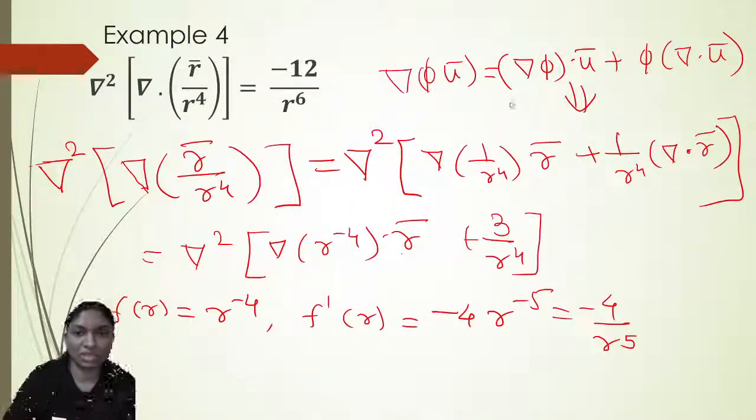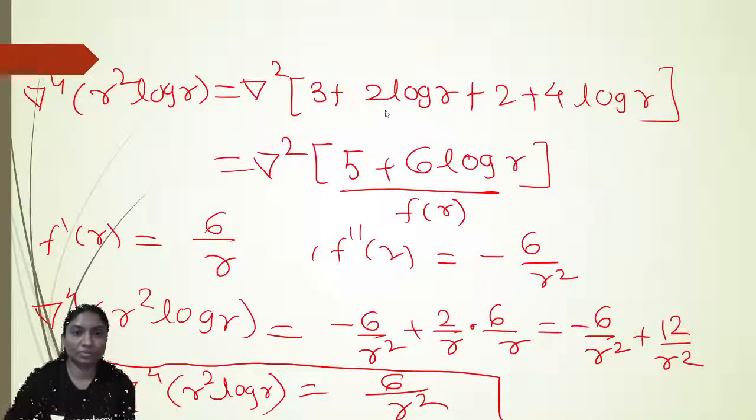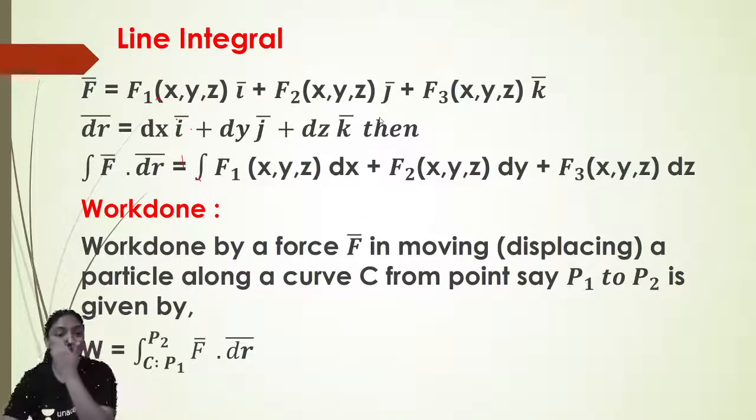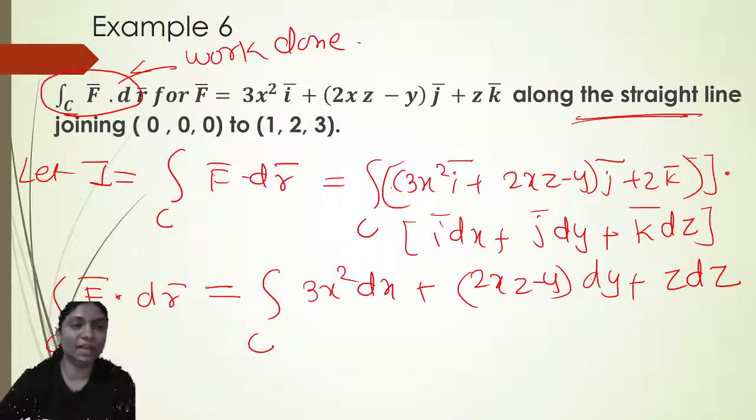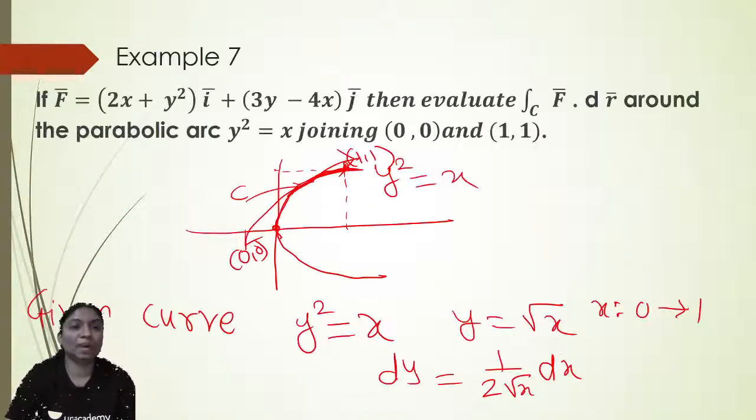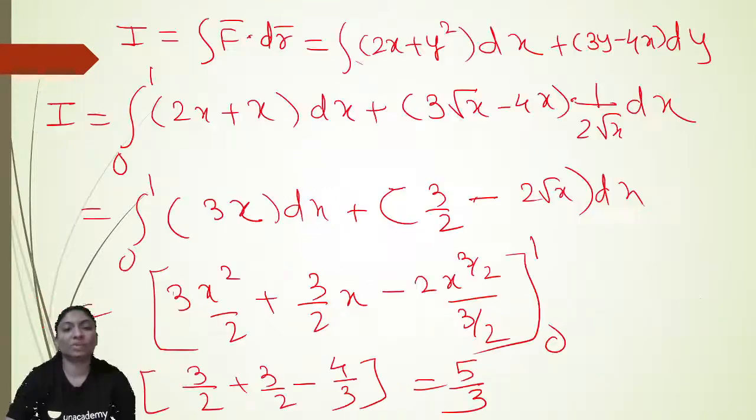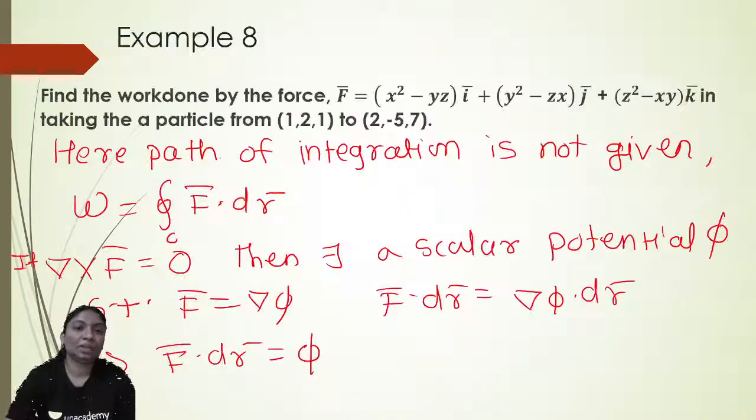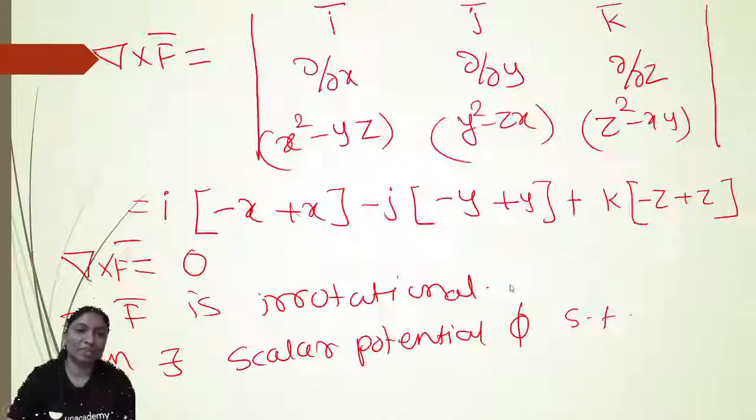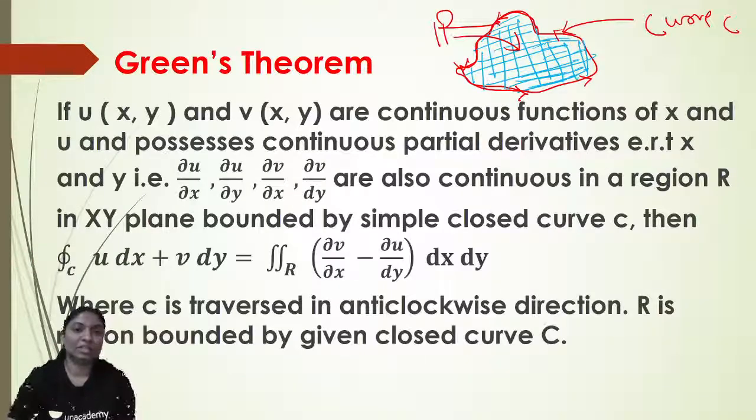Now this is also very important, the line integral. How to find out the line integral is nothing but the work done, how to calculate the work done when the path of integration is given, and second, when the path of integration is not given. Here the path of integration is given, we are taking two different curves. In the first example we are taking only the straight line and in this example we have taken the two curves, that is the curve y square is equal to x. Next, when the path of integration is not given, first of all we will find out the path of integration and then evaluate it. And the last one that is very important, Green's theorem.